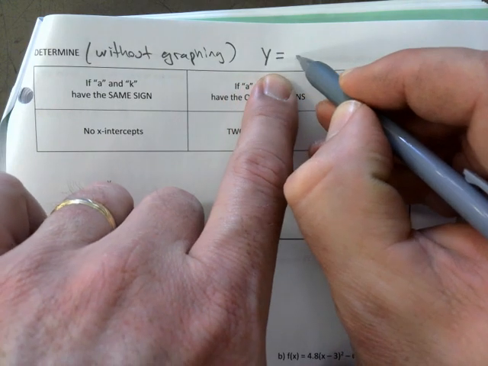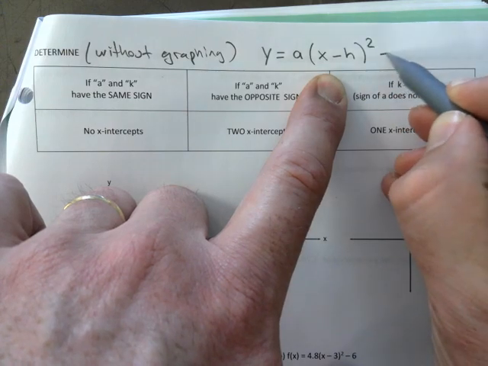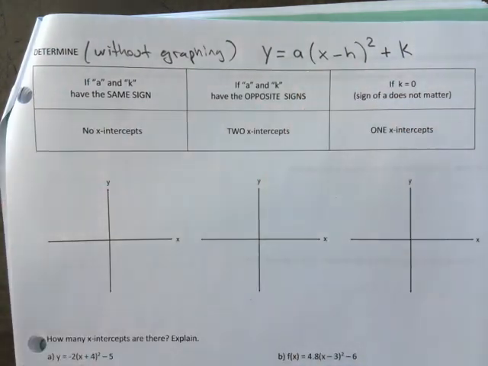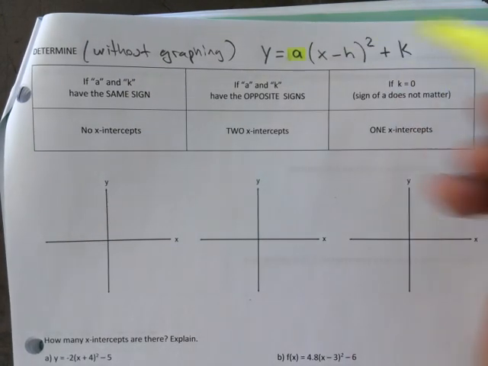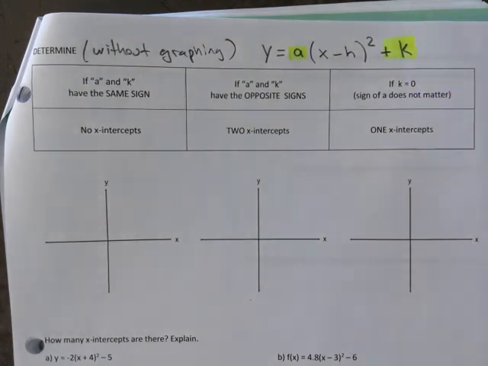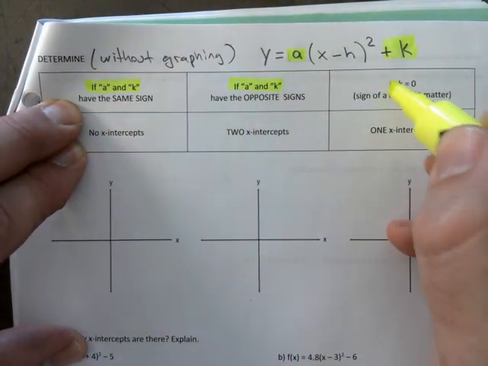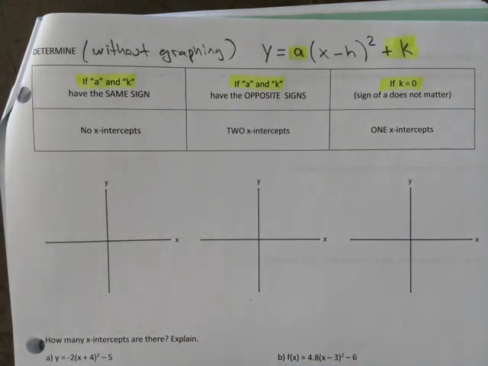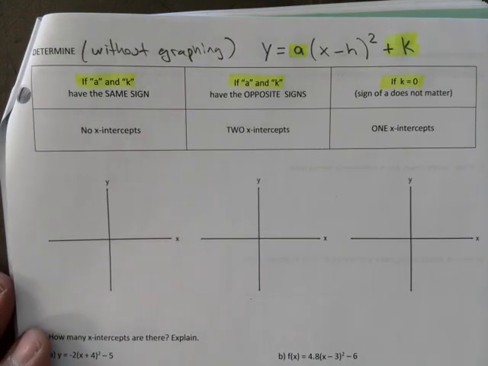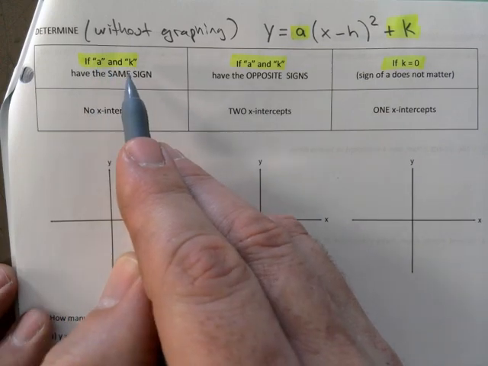When it's in vertex form, let's write this down real quick. The emphasis is always, everything else is irrelevant, but you're going to focus on A and K. It's always what's happening to those two. If A and K have the same sign, meaning they're both positive, you're going to have this issue.